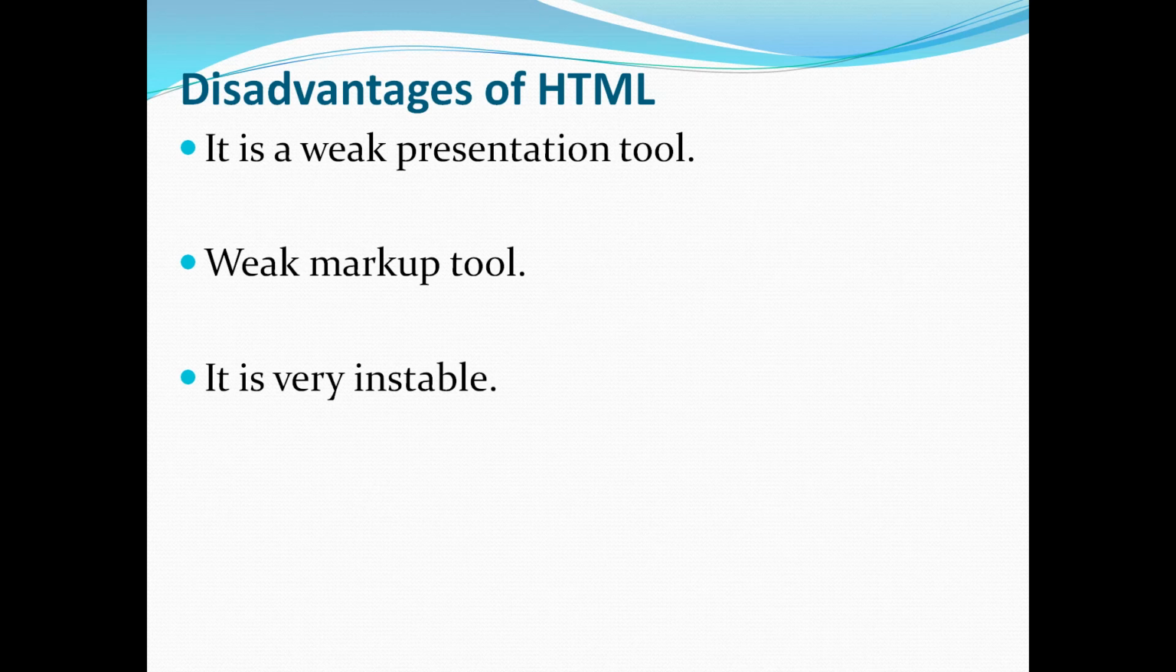HTML means hypertext markup language. So mainly we can make the hypertext, and also we can make the markup here. That is weak in the case of HTML. That is high in the case of XML or dynamic HTML. And it is very unstable. It is not a stable language. So we can say HTML is a very unstable language. These are the advantages and also the disadvantages of HTML.